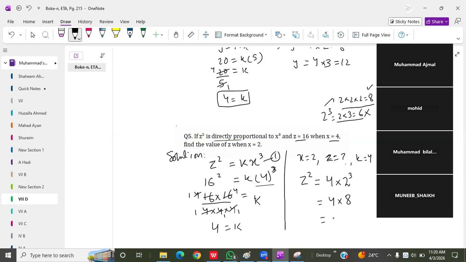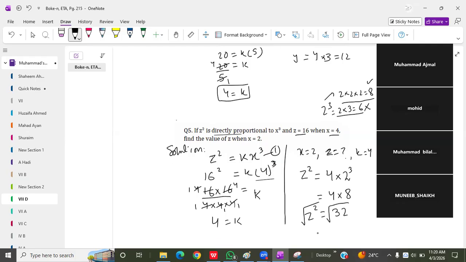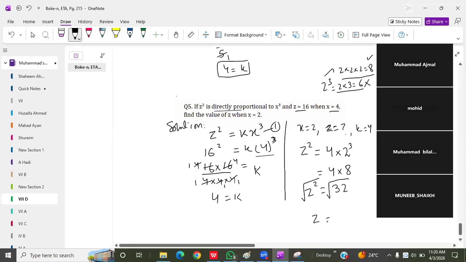Okay, 8 fours are 32. So z square is equal to 32. And if we have to find z, what do we do? We apply square root on both sides. So z is equal to square root 32. This square root is not possible without a calculator. So we will leave the answer here. Did you understand this question? Now we move to another question of inversely proportional.